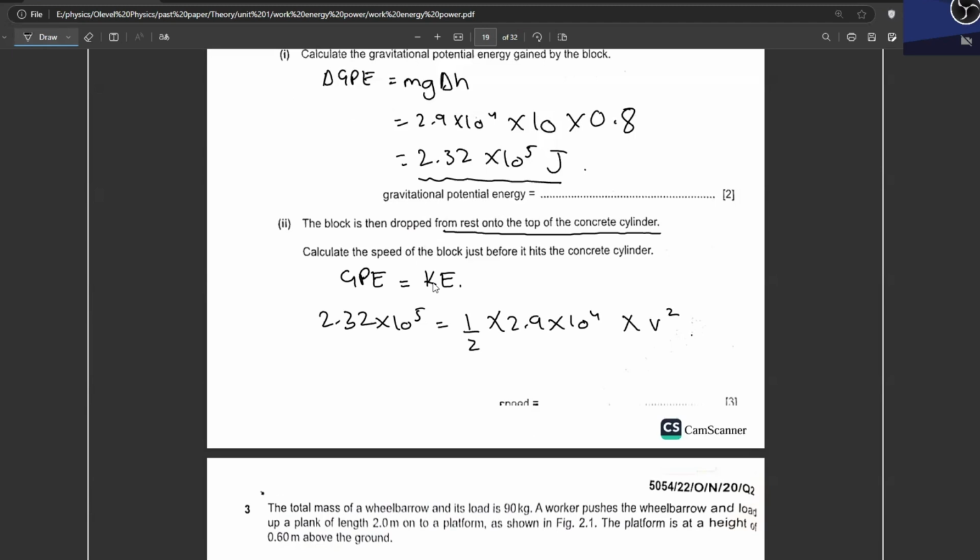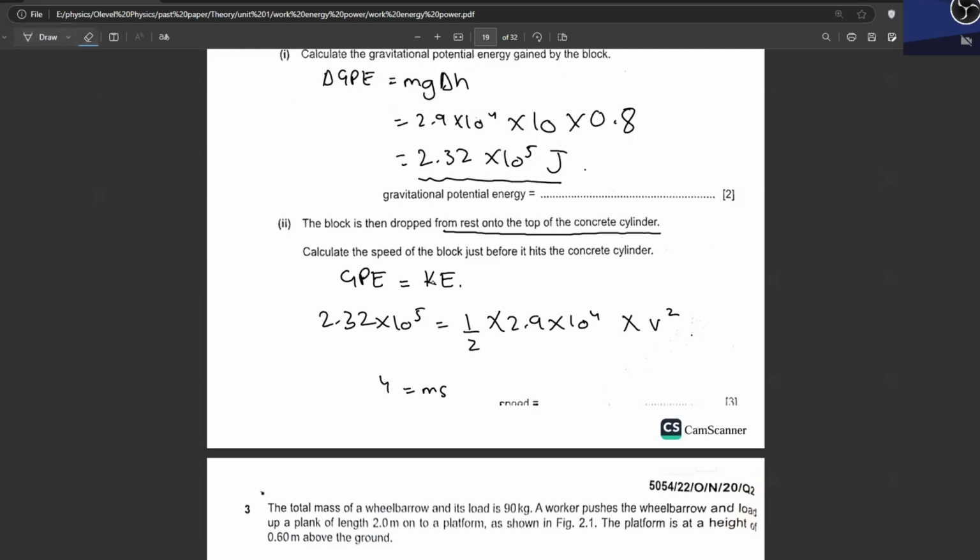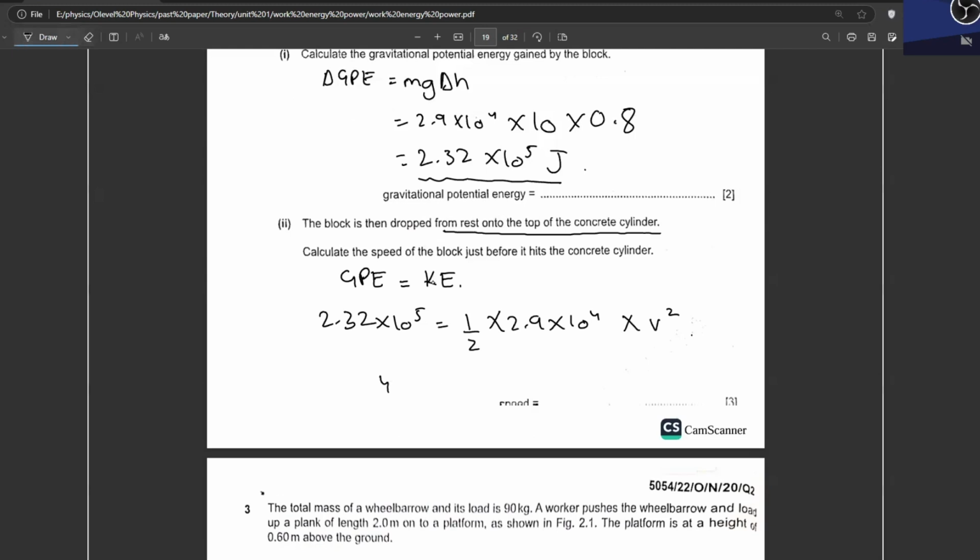So let's calculate this. Let's divide this answer by 2.9 into 10 raised to the power of 4 and take a square root. Your velocity comes out to be 4 m s^-1. Simple as that. Let's further move ahead.